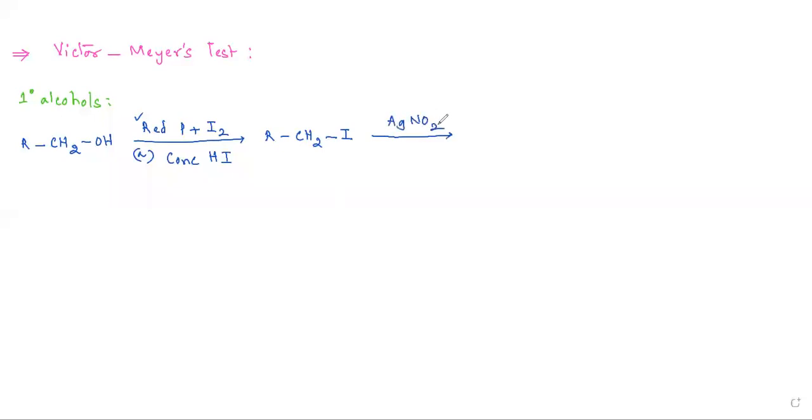With the silver nitrite, we get RCH2NO2. Now, this with the nitrous acid. Of course, this nitrous acid, as we know, is prepared in situ by reacting sodium nitrite with HCl. All right. Now, what happens?